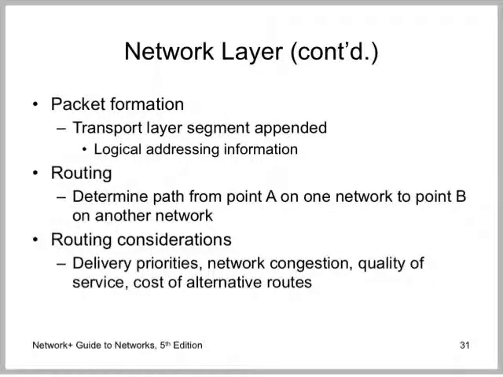Packet information: a transport layer segment is appended here. Routing: where is it going? What path is it going on the network? Your routers or switches would be a better example. Your switches on the network fall into this category, the network layer, because they determine where packets are going, in what path, and in what order. They know at all times where things are going to go.